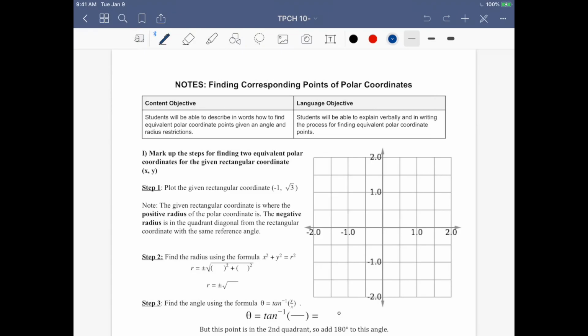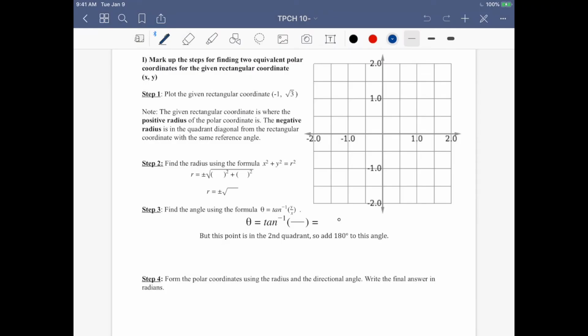Welcome to our notes on finding corresponding points of polar coordinates. Students will be able to describe in words how to find equivalent polar coordinate points given an angle and radius restrictions. Part 1. Mark up the steps for finding two equivalent polar coordinates for the given rectangular coordinate xy.